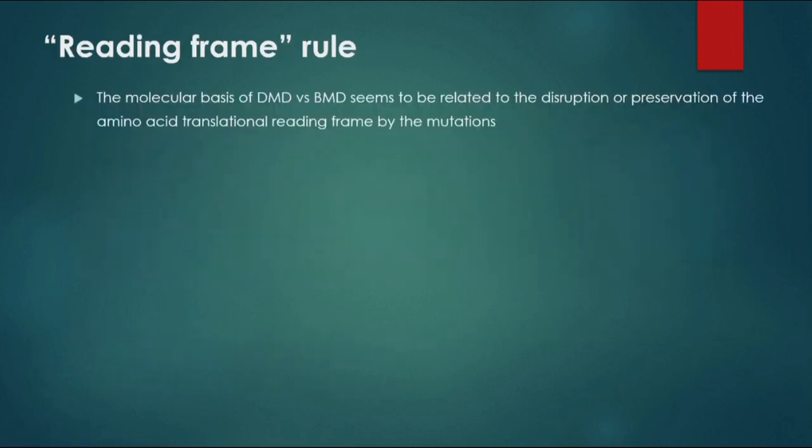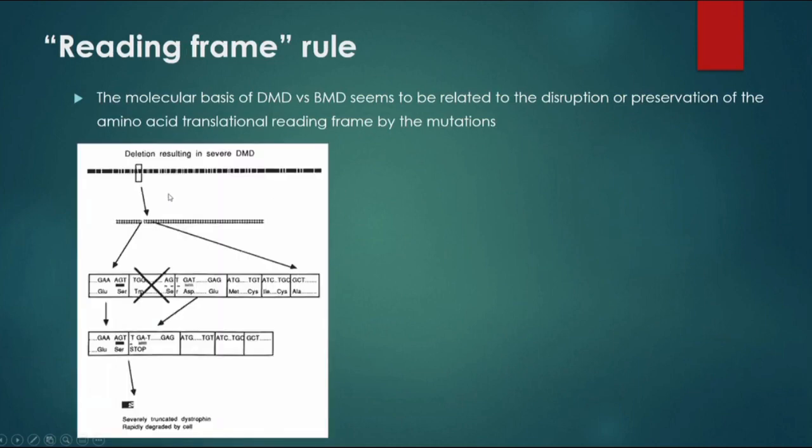The severity of the disease, whether it is the severe form, Duchenne muscular dystrophy, or the milder form called Becker muscular dystrophy, can be inferred by whether the translational reading frame is disrupted or preserved. For example, this deletion is disrupting the reading frame because, as you can see, after deletion of this exon or this part of the genome, the reading frame has inserted a TGA codon, which is the stop codon, so there is premature termination of the dystrophin formation.